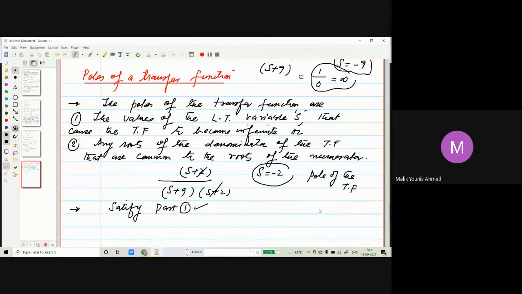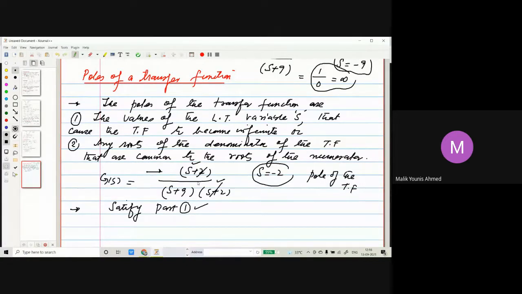However, in the second part of the definition, if a factor of the denominator can be cancelled by the same factor in the numerator. In practical terms, I have given an example here. This root of any transfer function, say G of s, a transfer function. What is that? If a factor of the denominator can be cancelled by the same factor in the numerator, then what will happen?